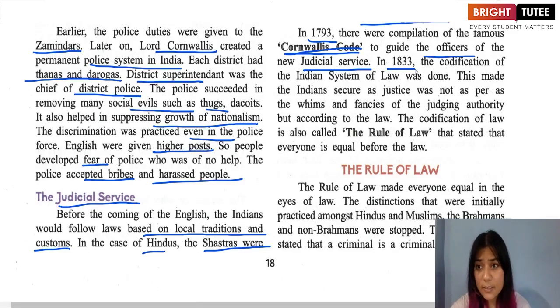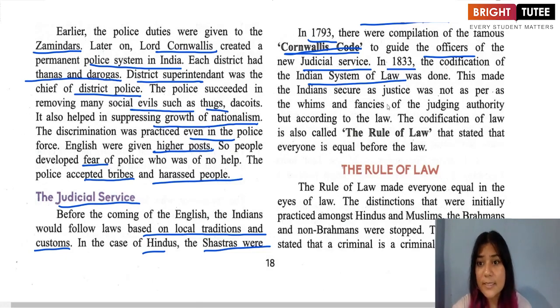In 1833, the codification of Indian system of law was done. So in 1833, the Indian system of law was also codified. Codified meaning the system of law that was brought out became the law which had to be followed by everyone. Okay, that could not be challenged. All right, that became the ultimate law.